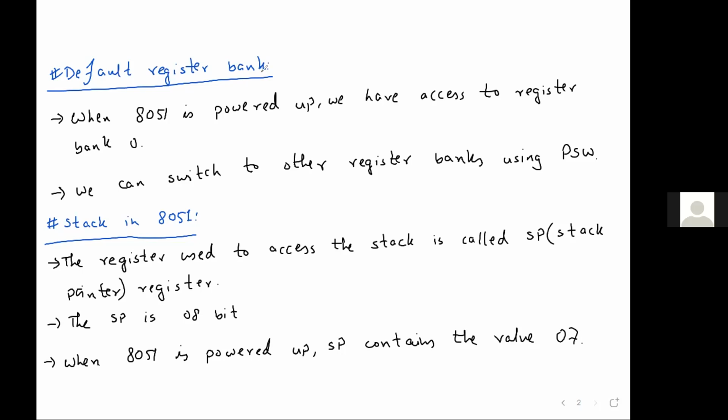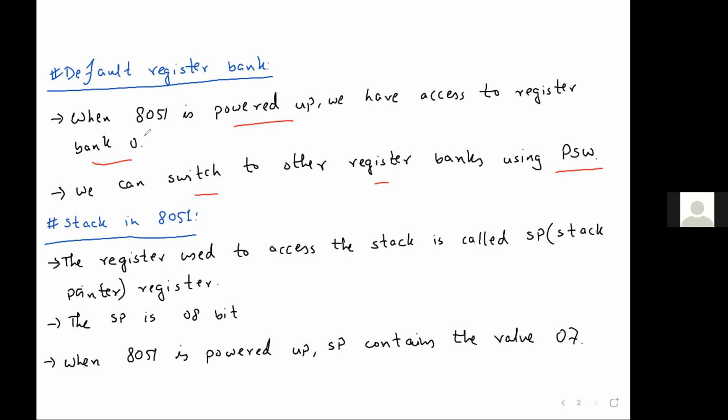Fine. So these are the default register banks. Whenever you power up your 8051, by default register bank 0 is selected. So if you simply write MOV R5, #06H, that means you are moving into register R5 of bank 0. Bank 0 is selected until you switch to other register banks using the PSW. If you do not switch using PSW, by default register bank 0 is selected. Let me pause here, up to register bank.